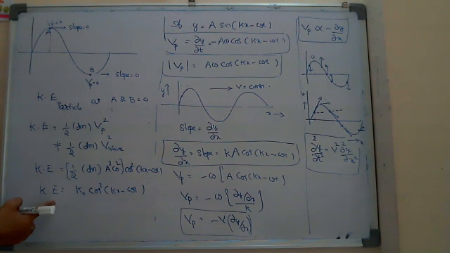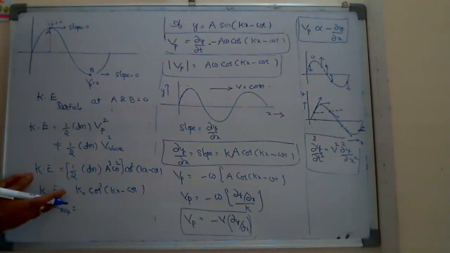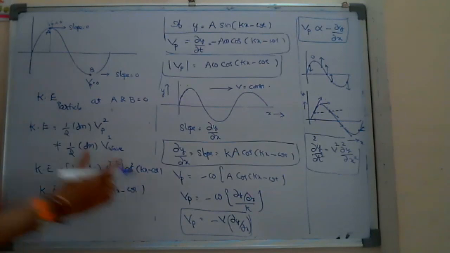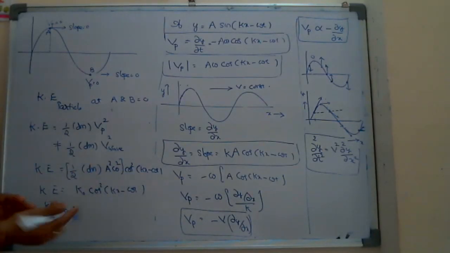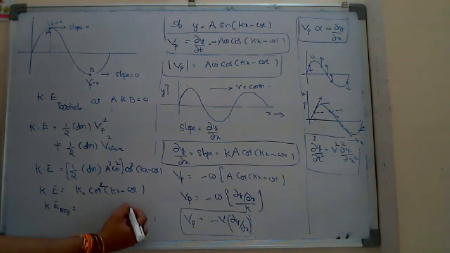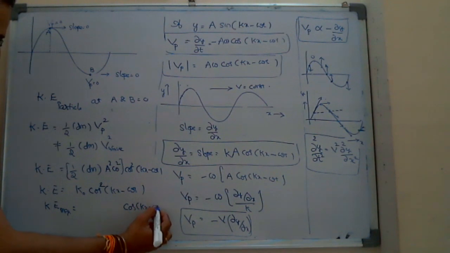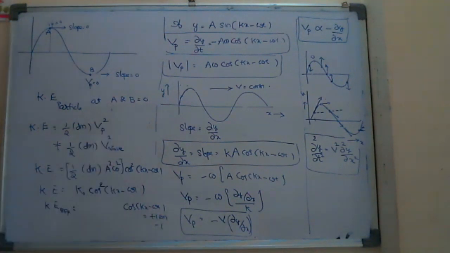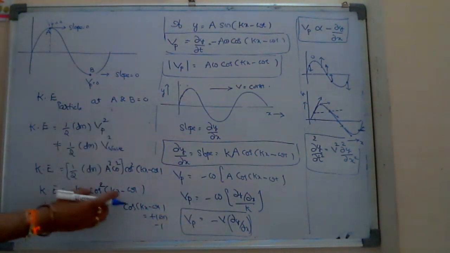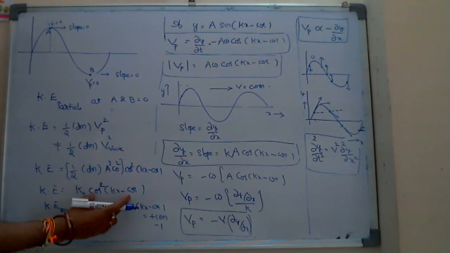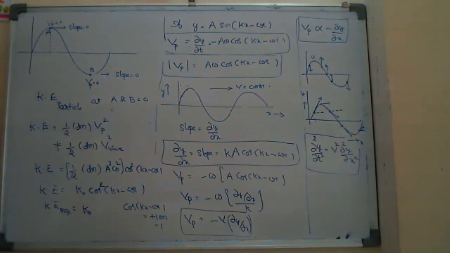Look at here, if I ask what will be the maximum kinetic energy, then the student will try to say it will be maximum when the cos function is either plus 1 or minus 1. Why? Because it is cos square now. So KE is maximum whether cos kx minus omega t is plus 1 or minus 1. If I put plus 1 or minus 1 here, I will get KE max equals K naught. This is the maximum kinetic energy.